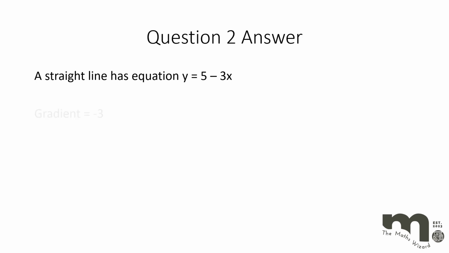Okay, let's have a look then. So our gradient this time is going to be minus 3. So just be aware of this. If you've got a subtraction sign in front of your x, the gradient is going to be a negative gradient. What that means is the line will go like that instead of like that. And then your y-intercept will be (0, 5). So it's going through 5 on the y-axis, and your x-coordinate once again will be 0.